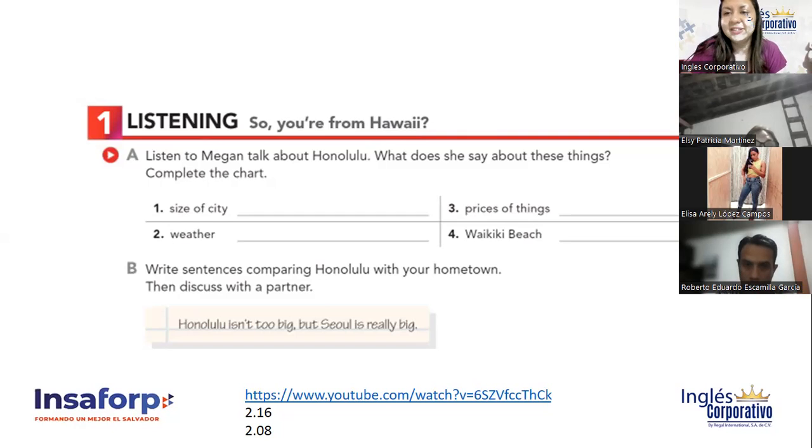Okay, we have some sentences. The food in Honolulu is more expensive than in Guasapa City. Excellent, Margarita. Very nice. You are using the comparative.